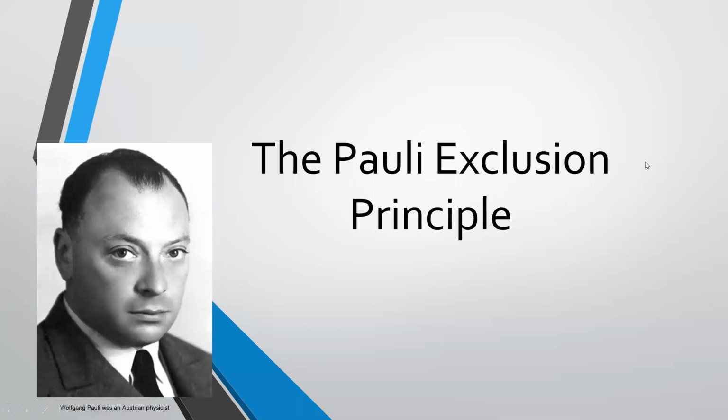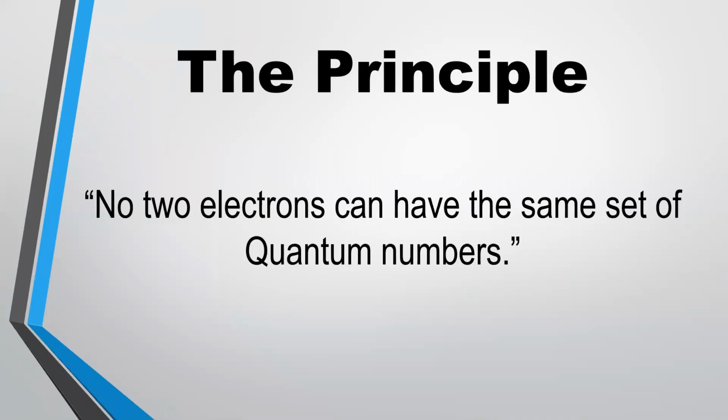Hello, today we're going to be talking about the Pauli exclusion principle. This principle was developed in the early 1900s by an Austrian physicist by the name of Wolfgang Pauli. The principle states no two electrons can have the same set of quantum numbers.